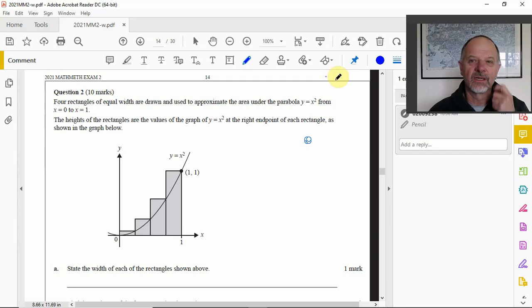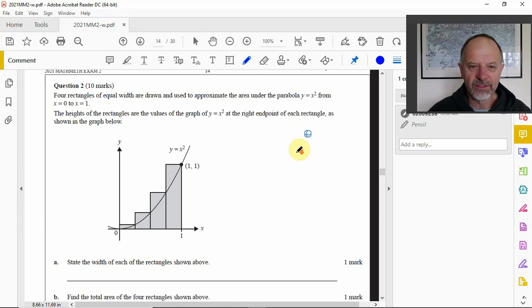Okay, so in this video, we're looking at VCAA's 2021 Maths Methods Exam 2, Section B, and we're looking at question 2. So here we have 4 rectangles of equal width drawn to approximate the area under the parabola between 0 and 1. There you can see the shaded area. The heights of the rectangles are the values of the graph of y equals x squared at the right end point of each rectangle, as shown below.